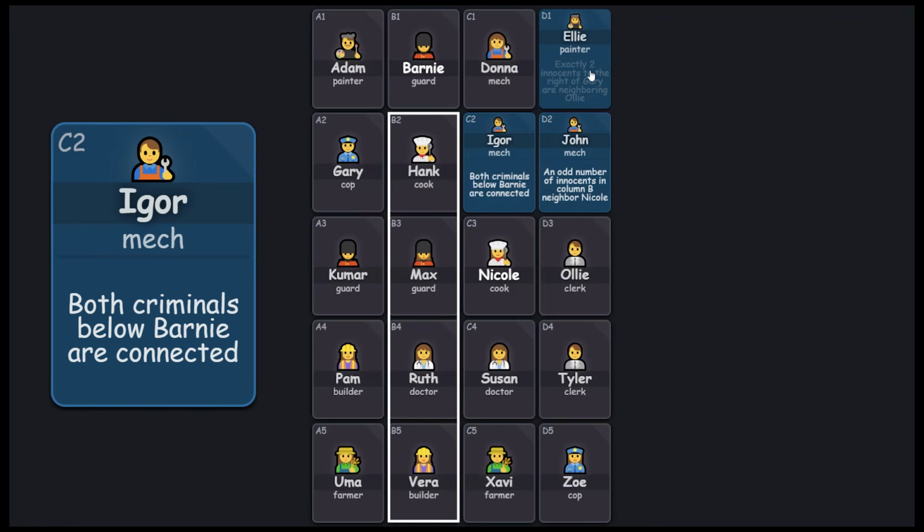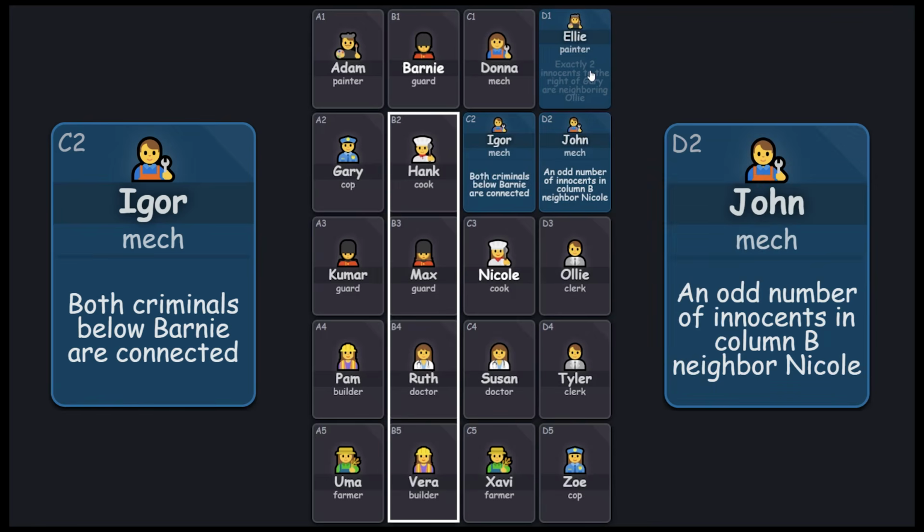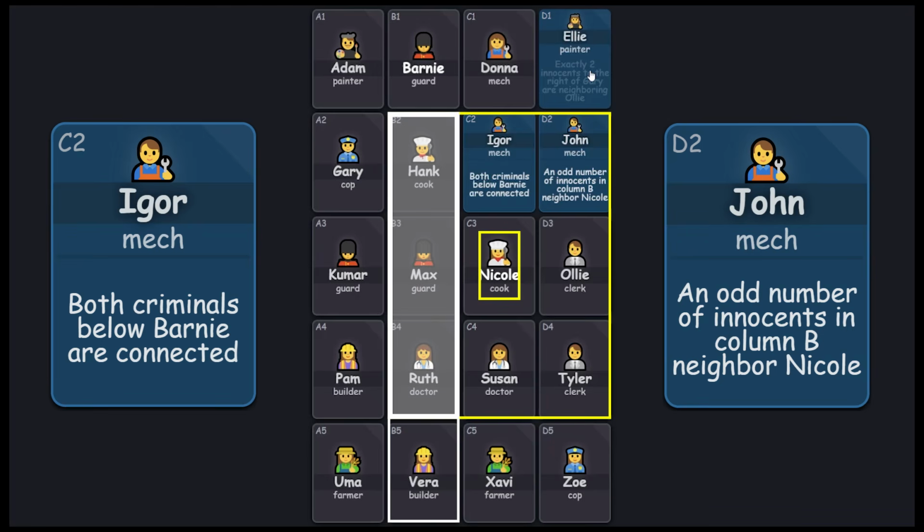Both criminals below Barney are connected. If you look at John's clue, there must be either one or three innocents among these three. It can't be three, because otherwise Igor's clue cannot be satisfied. Therefore, there are two criminals among these three, and they must be connected. Mark Max as a criminal and Vera as innocent.